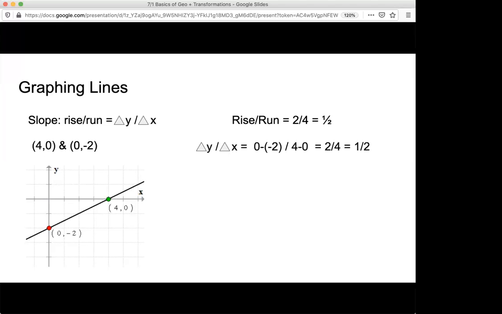And if you want to do it algebraically, you would do the difference of y over the difference of x. Again, you could subtract 0 minus negative 2 over 4 minus 0. That would be 2 over 4, equals 1 over 2, if you want to recheck your solution.